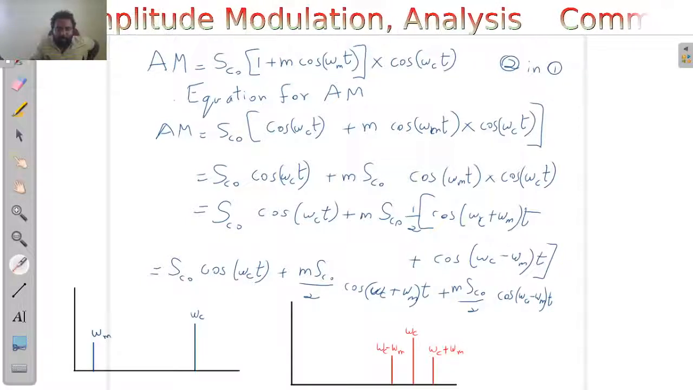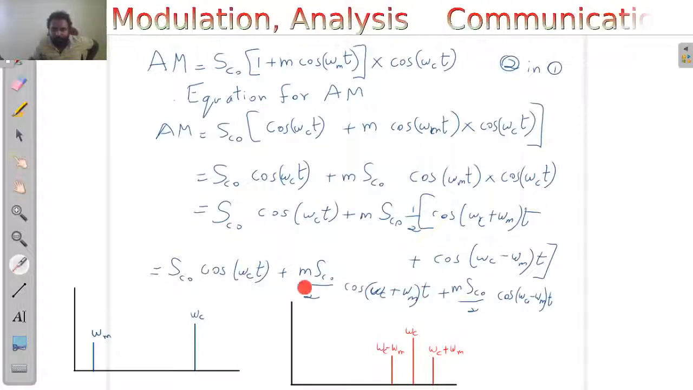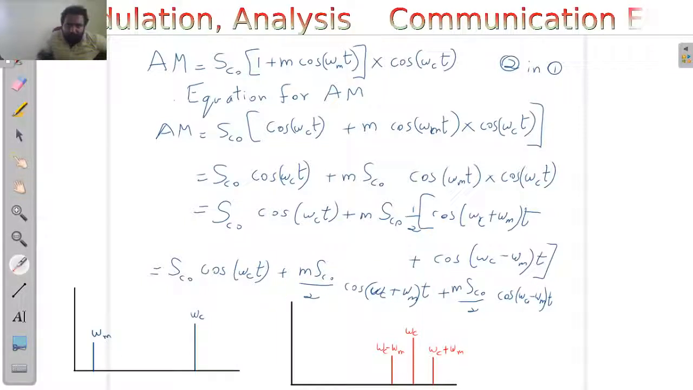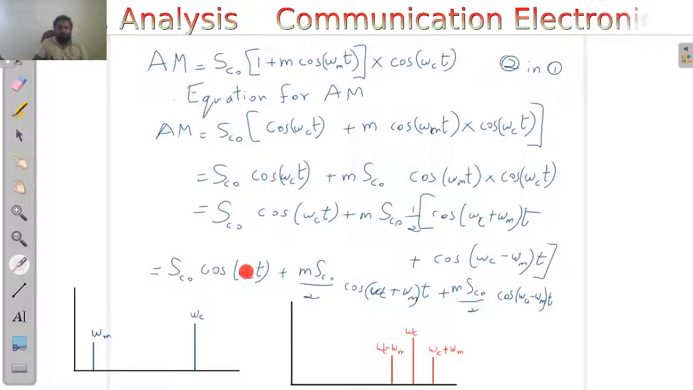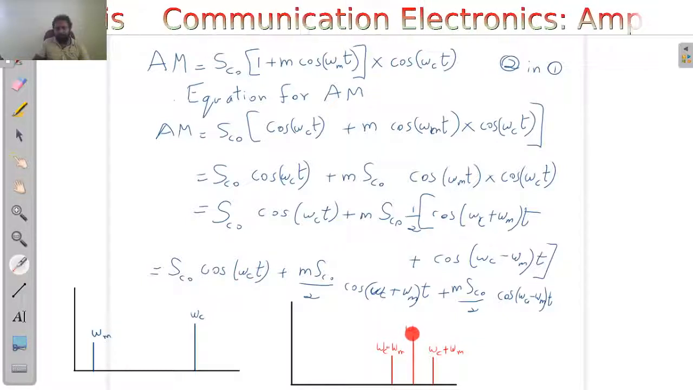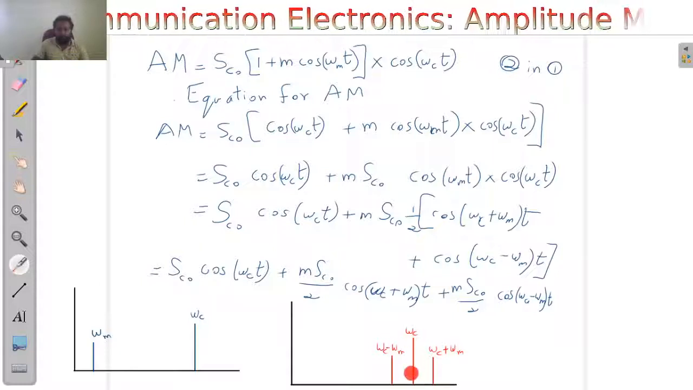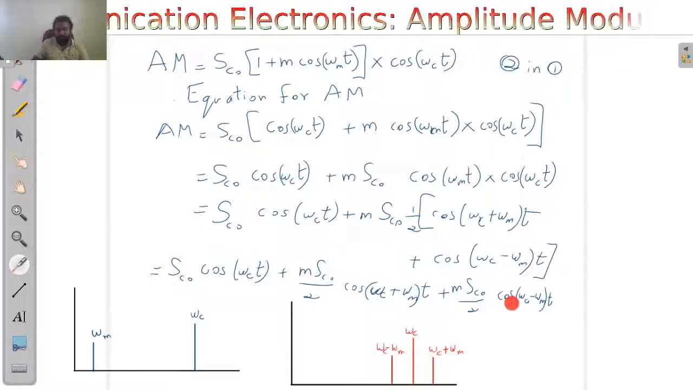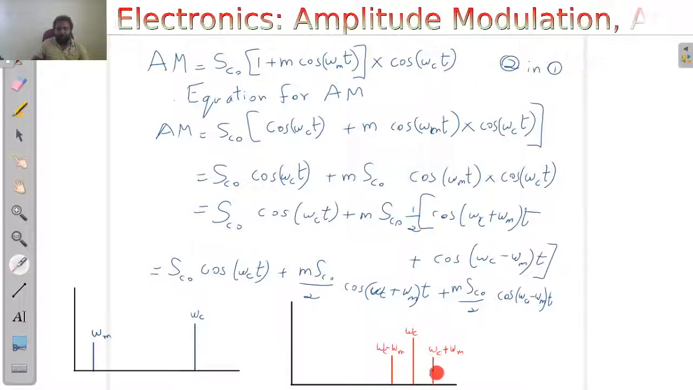Thus, you get three terms in your output for AM. So after you obtain your output, it contains three terms. The first term is at omega c. So that is represented here. Previously, in the case of frequency translated signals, this term was not there. Only these two terms were present, that is omega c minus omega m and omega c plus omega m.